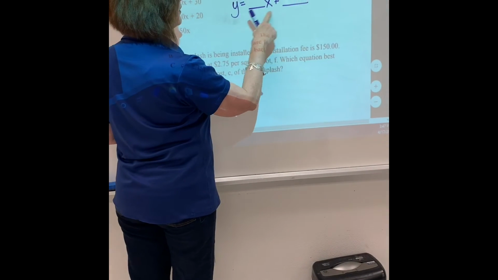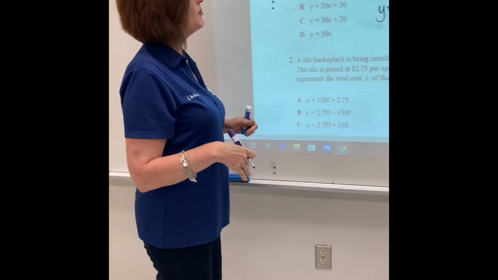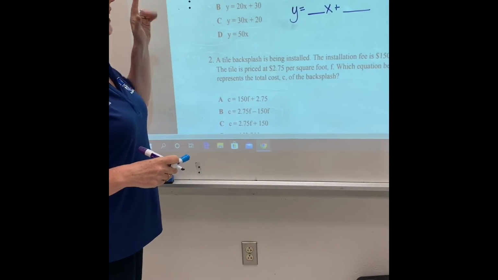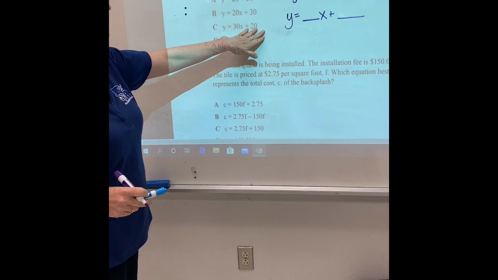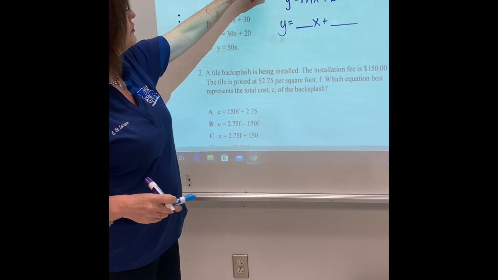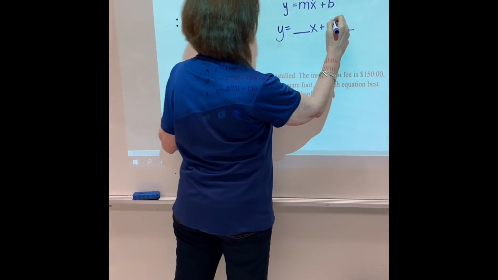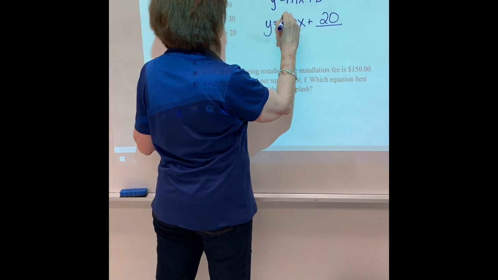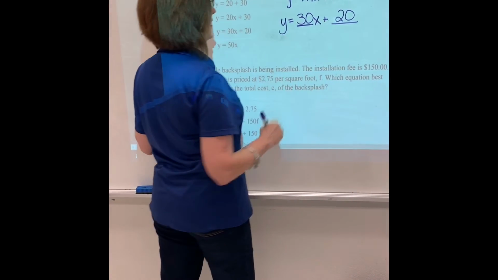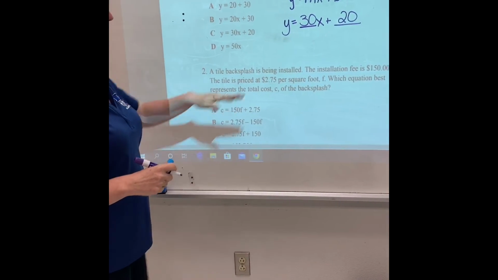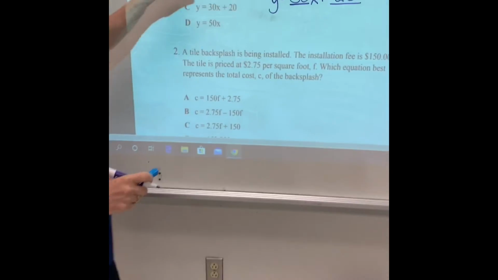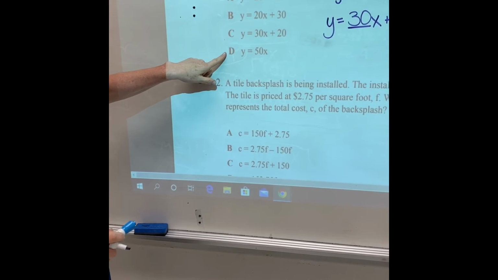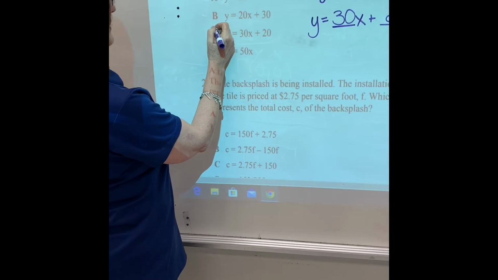If you remember from the previous lesson that Mr. Orangel taught, my total will be the initial fee of 20. So that's going to be written over here, and $30 per hour will have to go here. This is showing me that this is going to change, and this is one time. So as I look through here, I see that it would be letter C.